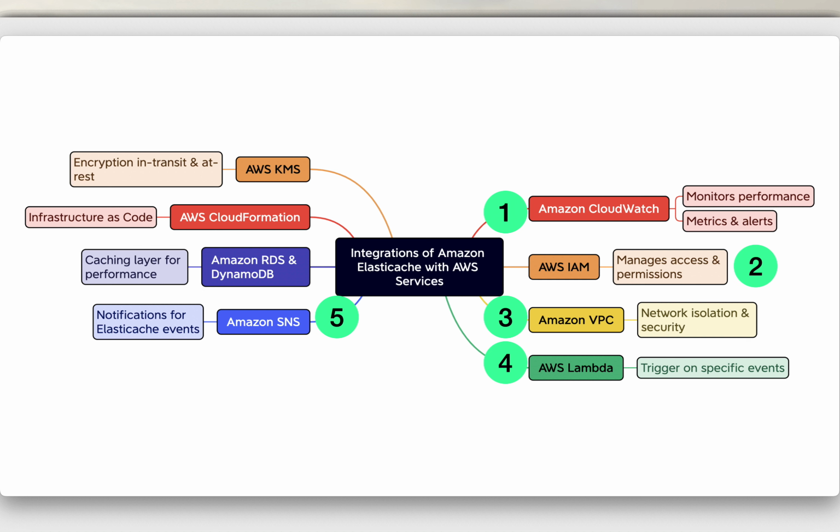6. Amazon RDS and DynamoDB. Amazon Elasticache can serve as a caching layer in front of databases like RDS or DynamoDB to enhance performance. 7. AWS CloudFormation automates and manages the provisioning of Elasticache resources through infrastructure as code. 8. AWS Key Management Service, KMS, provides encryption capabilities for Elasticache, safeguarding sensitive data both in transit and at rest.